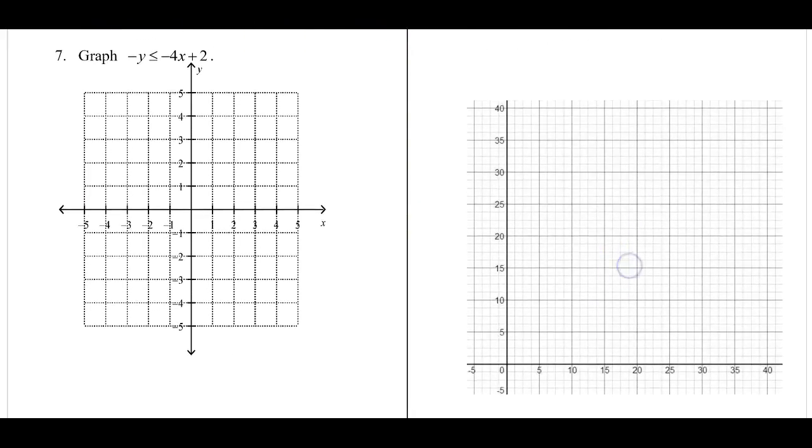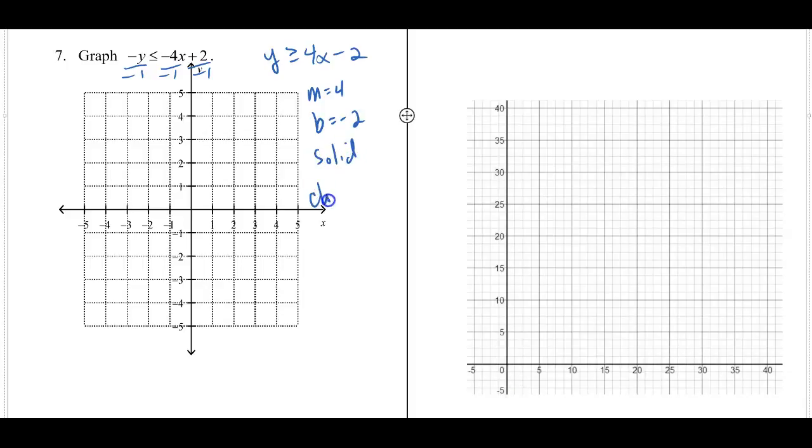7, very similar problem, except y is not by itself yet. I have to divide everything by -1 first. So we're going to get y is greater than or equal to 4x minus 2. Remember, we have to switch the sign because we divided by a negative. And we have m is 4, b is -2. It's again going to be solid. And if we check a point, we can again check 0, 0 because it doesn't go through there.